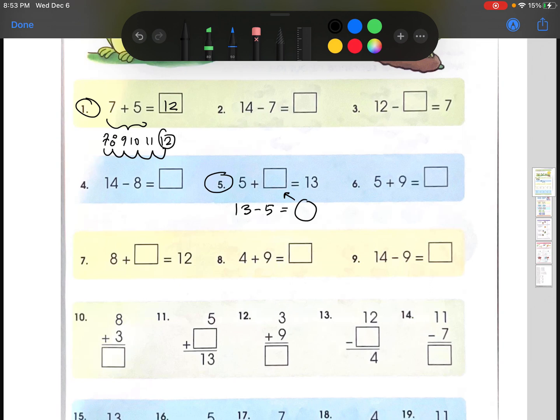So we can just do 13 minus 5 by counting backwards. So 1, 2, 3, 4, 5, 12, 11, 10, 9, 8. So 8 is the missing number.